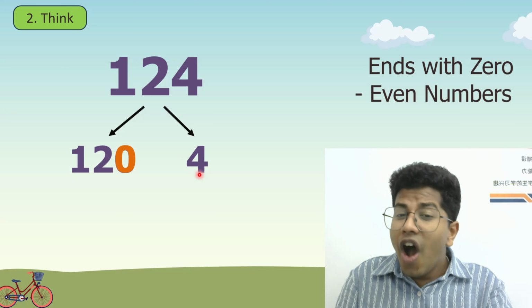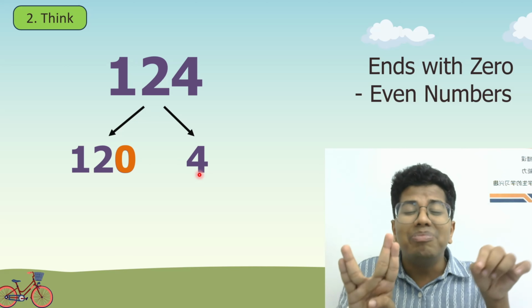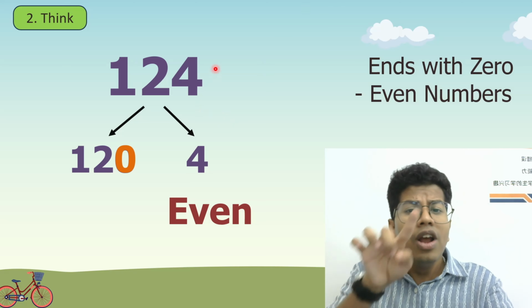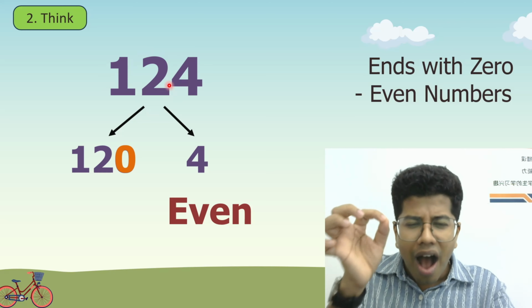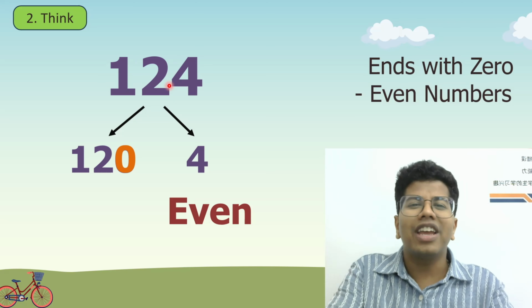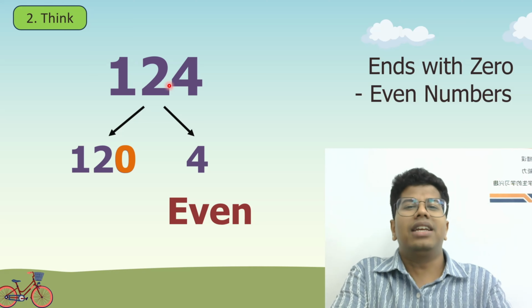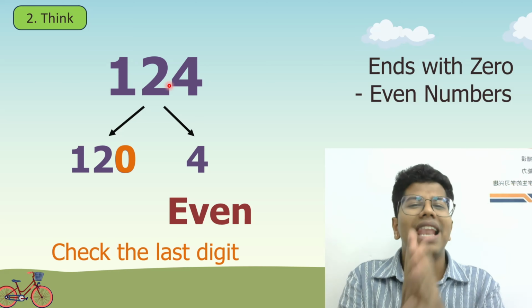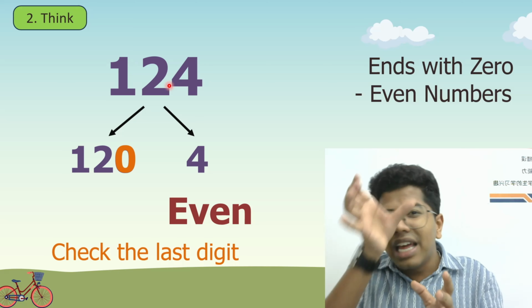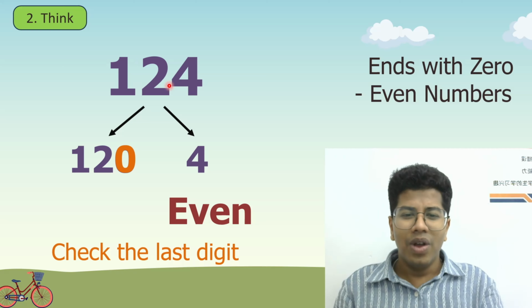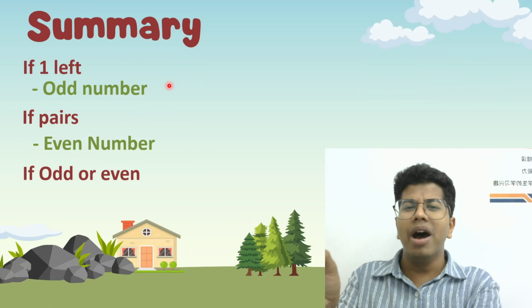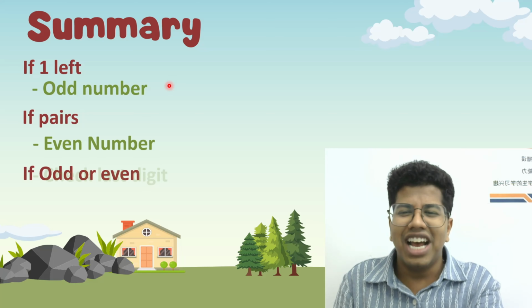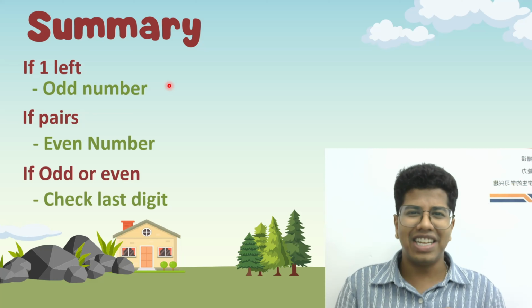4 is which number? 4 forms a pair. So this means it's an even number. And if 4 is an even number, the last digit is even, what can I say about this number? Also even. So here what we can observe is, if I want to check whether a number is even or odd, I just have to check the last digit, because we can split the number ending with 0. So whenever we have to check if a number is odd or even, which digit do we need to check? Just the last digit.